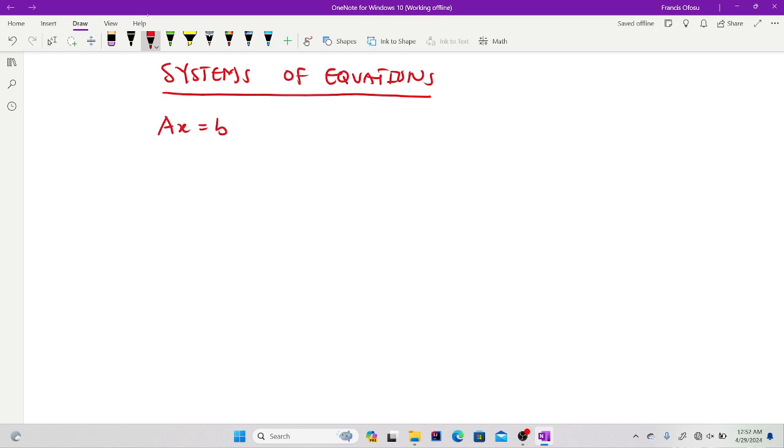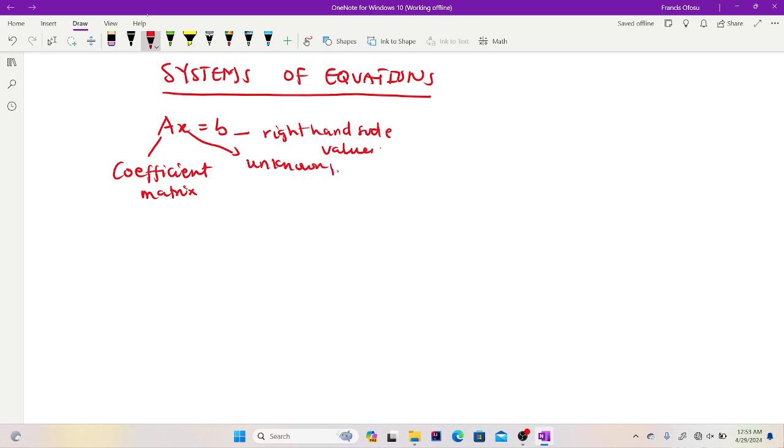So systems of equations, as I said, is represented as AX is equal to B. A here is defined as the coefficient matrix. Then B is, let's say, your right hand side values. Then X is what we call the unknowns.